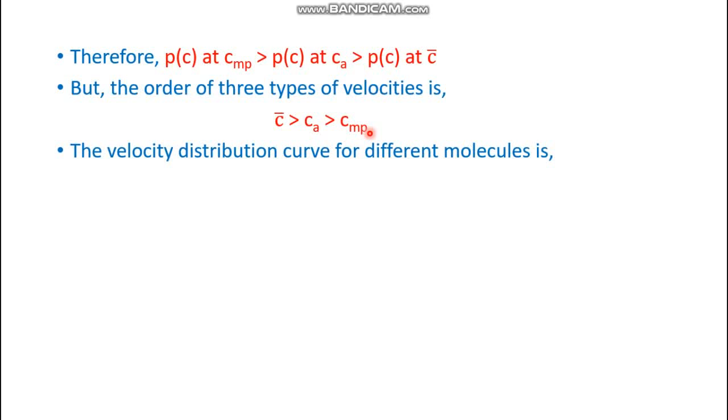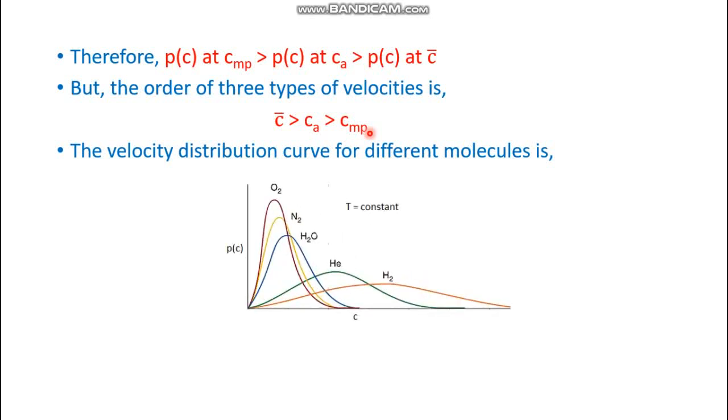The velocity distribution curve for different molecules: if m is changed in equation number 23, m has been taken to be constant for a particular gas. But if you take different types of gases, you will find that this curve will widen with decreasing molecular weight. So if the molecular weight increases, the curve gets narrower, and if the molecular weight decreases, the curve gets wider.